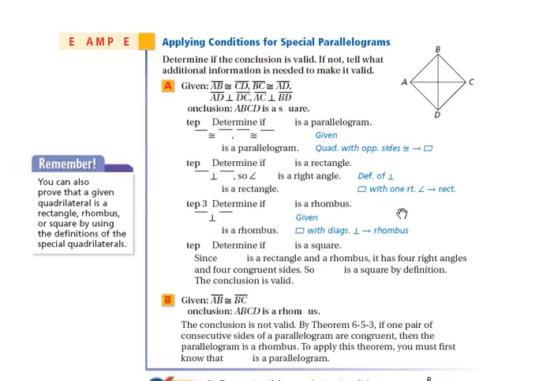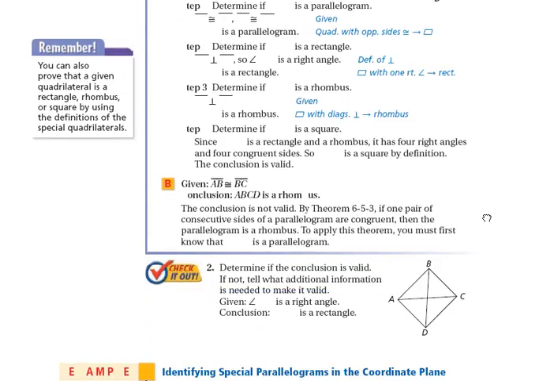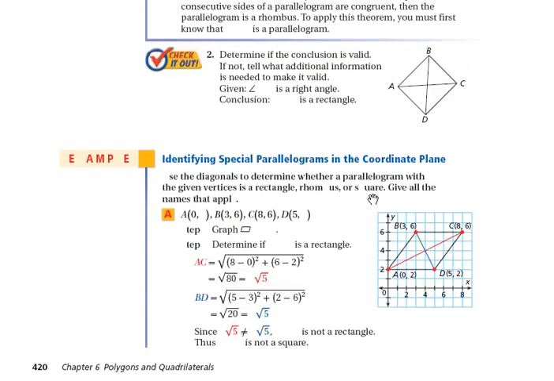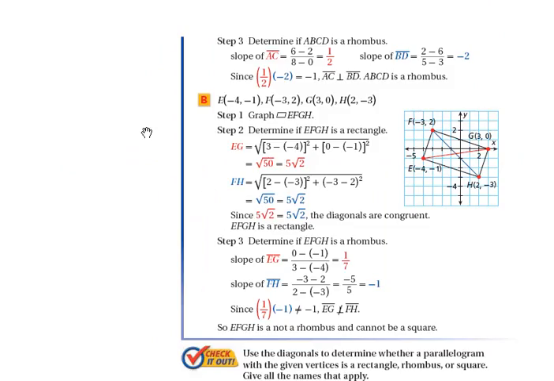Here's an example that goes through the idea of a rhombus and its diagonals being perpendicular. And then here's another example, more of a grid for us to take a look at, and you can use the distance formula to make some measurements, AC and BD, and so on, to determine what exactly we're looking at. The example continues here, and then there's an example B as well.